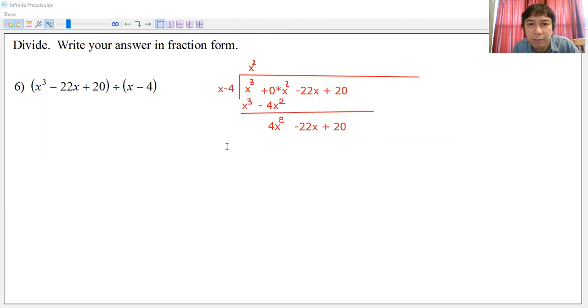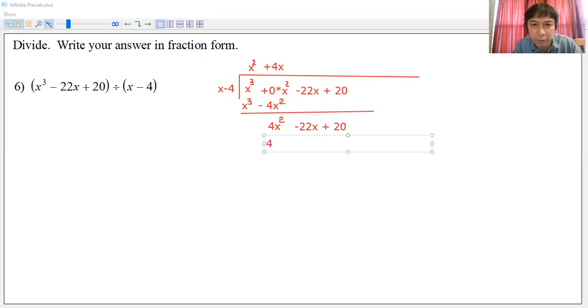After which we're back to divide. 4x squared divided by x will just be positive 4x. That's our next term in the quotient, and that'll be plus 4x there. Back to multiplication: 4x times x minus 4, we have 4x squared over here.